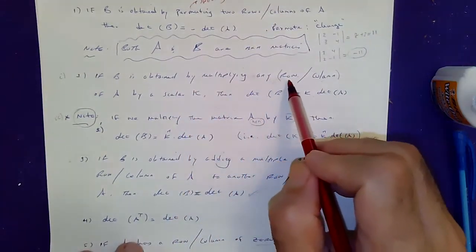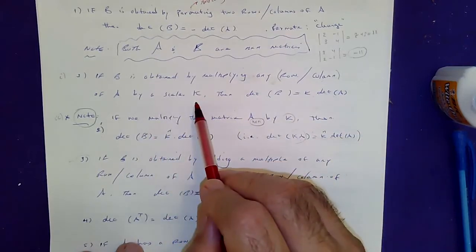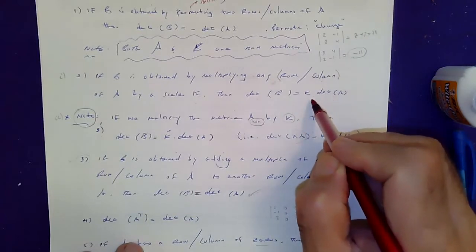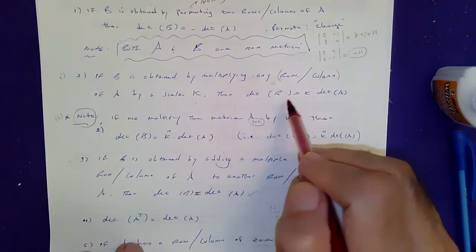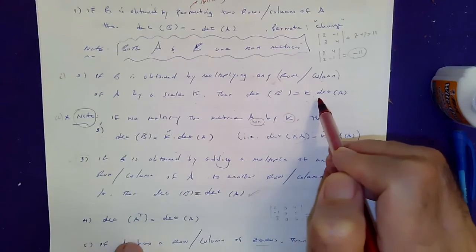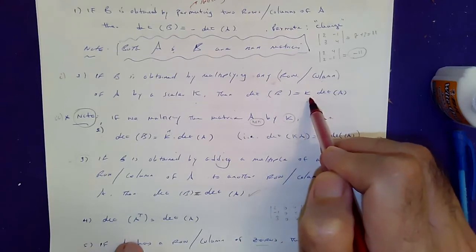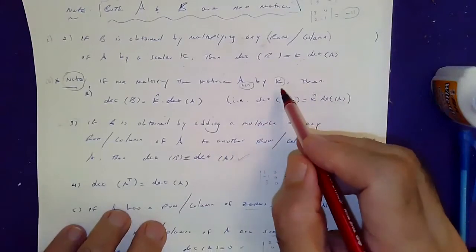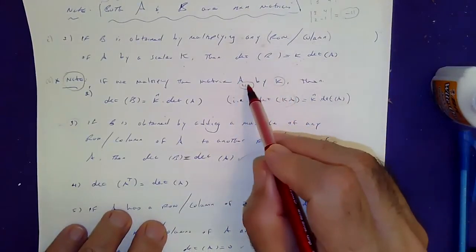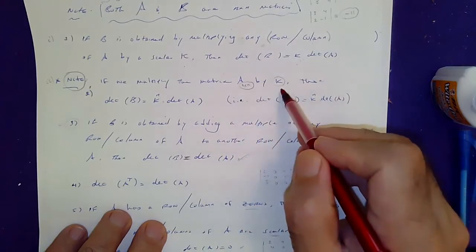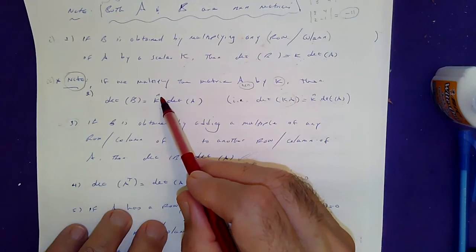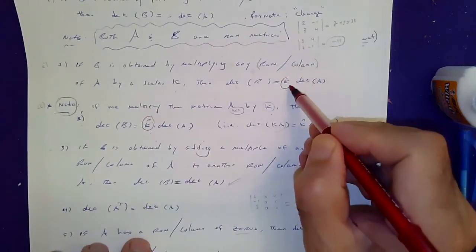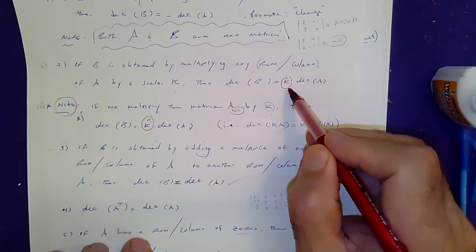If B is obtained by multiplying any row or column by scalar k, then you gotta multiply the determinant of the original matrix by that scalar k. Remember, if you multiply a row or column by a scalar, by a real number, then the answer is going to be whatever the determinant of A is times that number. On the other hand, if you multiply the entire matrix A, meaning every element in A, by k, then the result will be k to the n times determinant of A. So you're going to have this factor as opposed to this factor if you just multiply a single row or column by a constant.